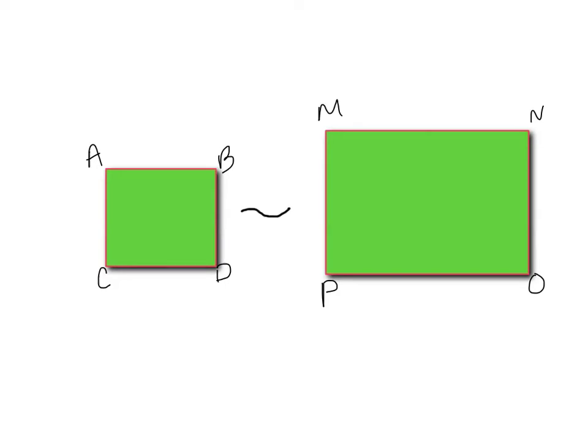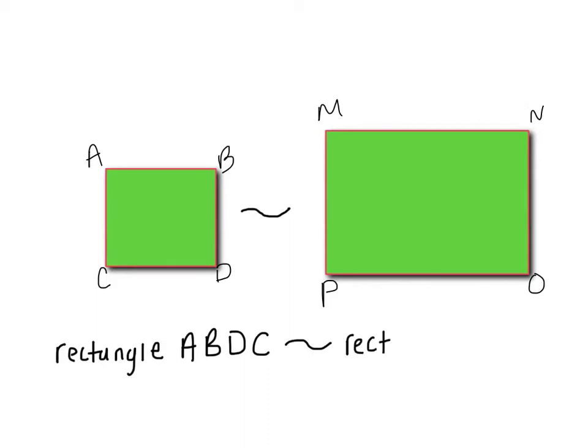So if I were to write this out, I would say rectangle ABDC is similar to rectangle MNOP.